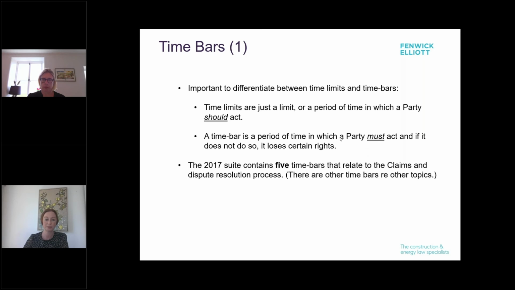And just briefly to pick up on time bars and deeming provisions, there's an important difference between time limits and time bars. Time limits provide that a party should act within a period of time, whereas a time bar provides that a party must act, and if it doesn't do so, it loses certain rights. Now, there are a number of time bars within the contract relating to various topics, but there are five specific time bars that relate to the claims and the disputes resolution process, and which therefore have the engineer involved to greater or lesser degrees.